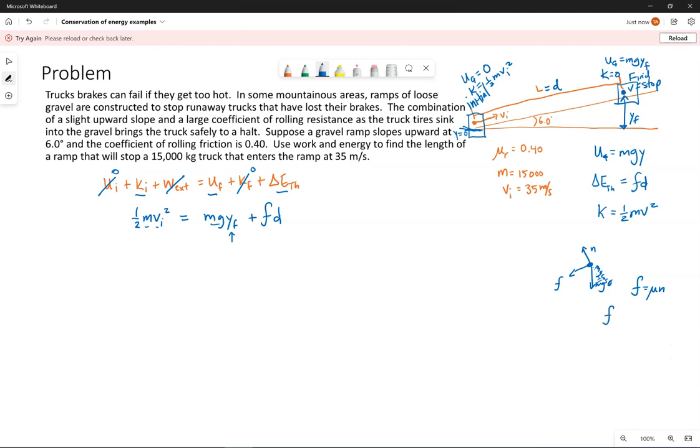And so we can say the force of friction is that coefficient times that normal force. We have the information for friction, but we don't know D. And D is ultimately what we're trying to calculate for. Let me go ahead and plug in the friction force.